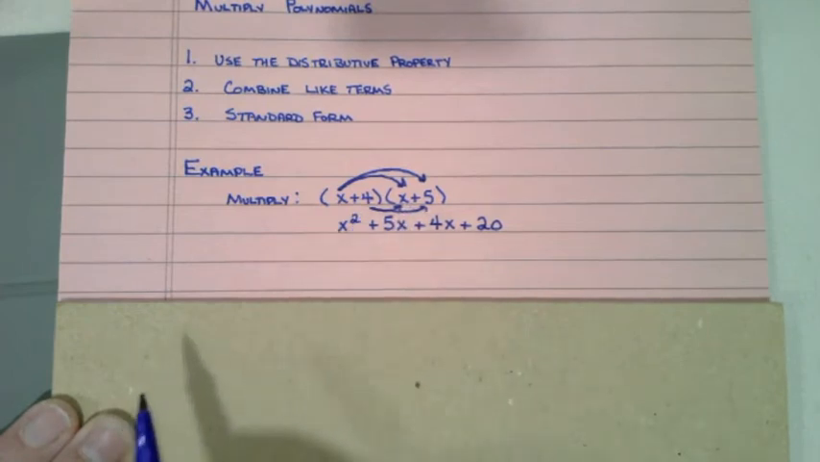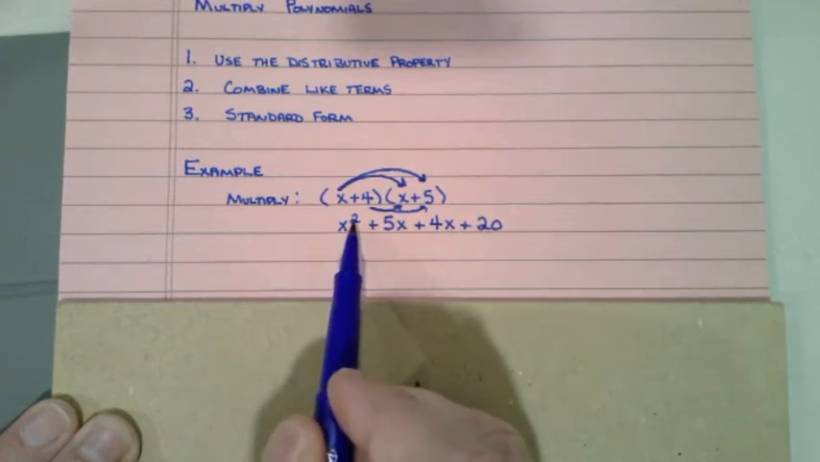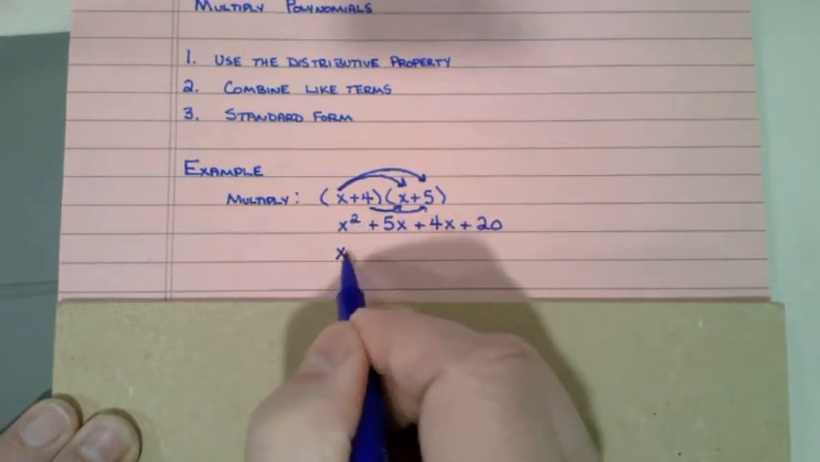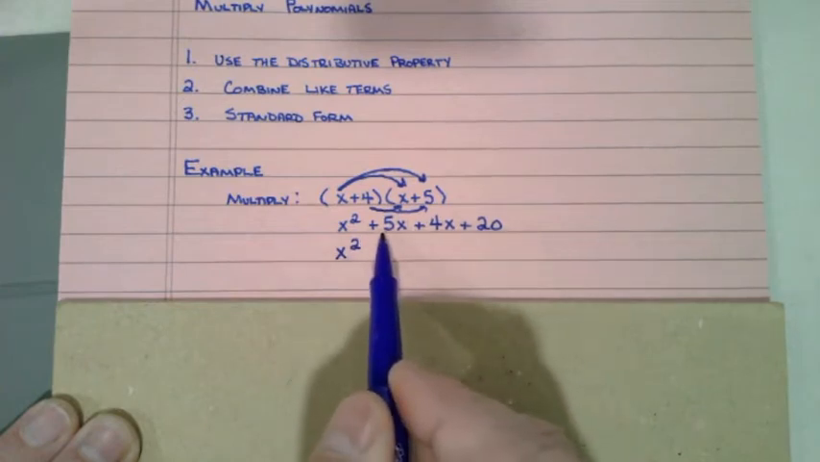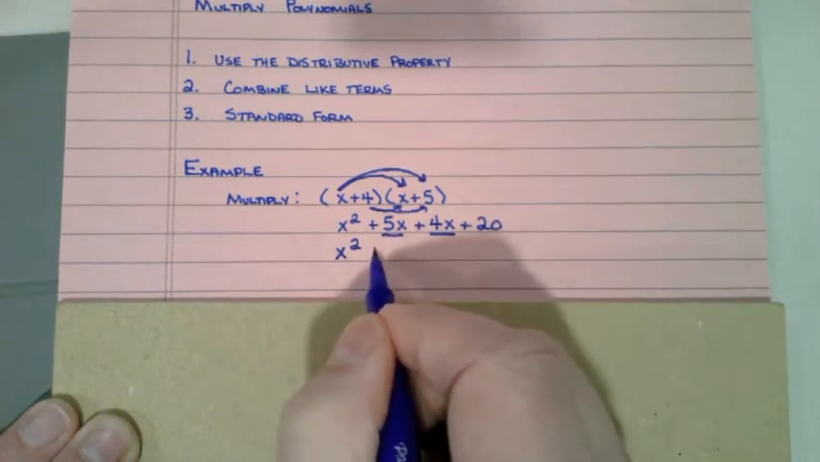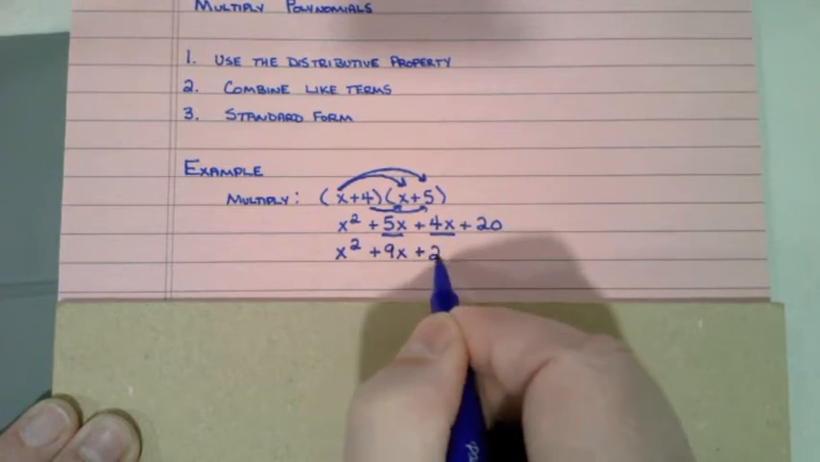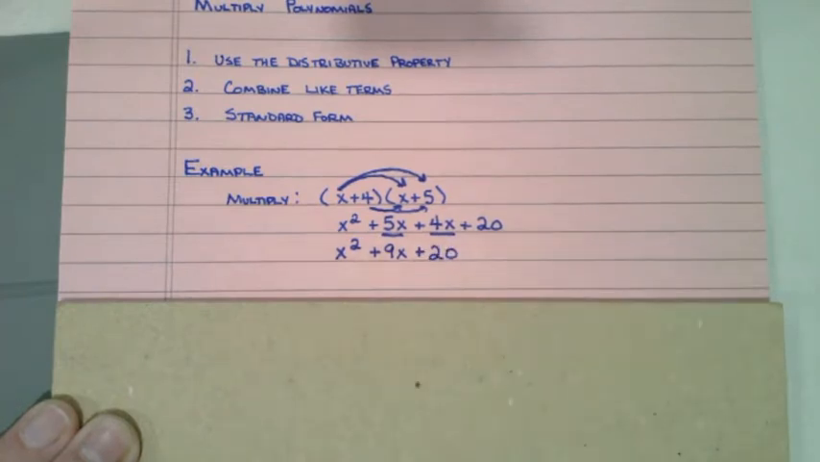Now I need to combine like terms. Nothing else has a squared, so this x squared stays the same. But this one and this one both have an x. That means I can combine those together. 5x and 4x combine together to give me 9x. And then the number or the constant stays there on the end.